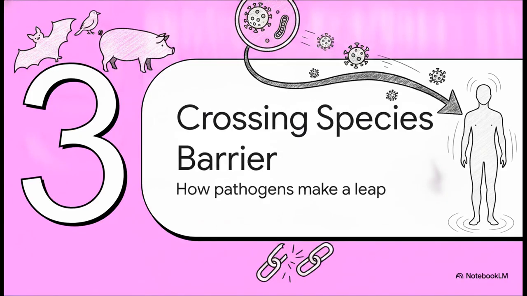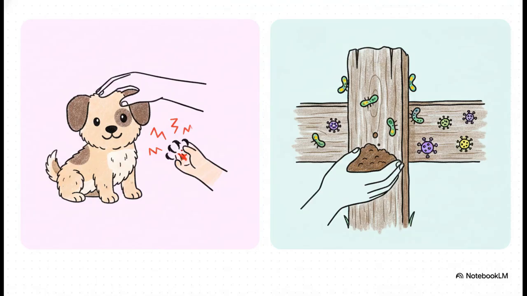All right, Section 3, crossing the species barrier. How pathogens actually make the leap. So how do these pathogens actually pull off this incredible magic trick, jumping from an animal right into a human? Well, the 2 primary pathways are direct and indirect contact. Direct contact is exactly what it sounds like, right? Getting bitten, scratched, or physically petting an infected animal.